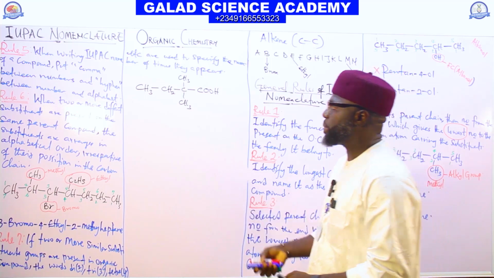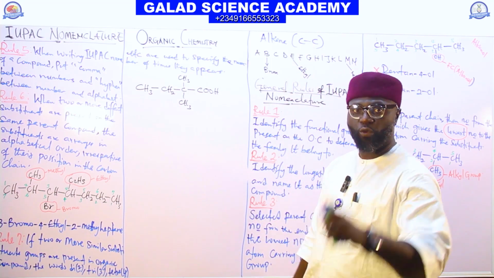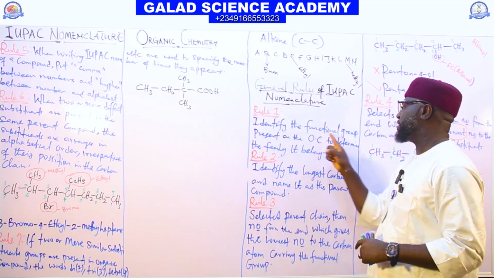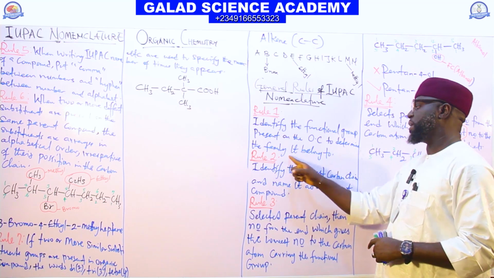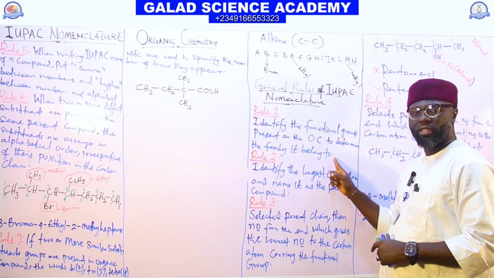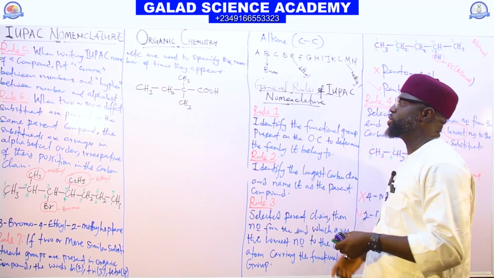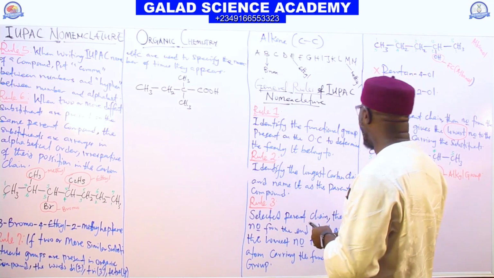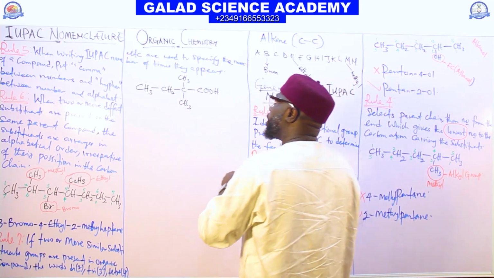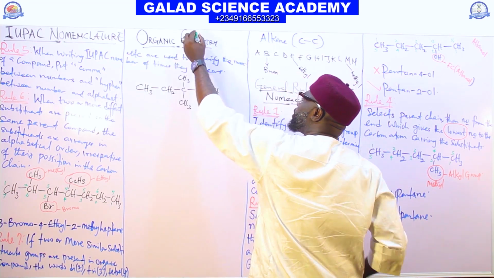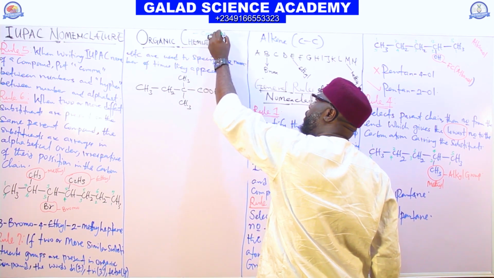If you are asked to name this compound, how are you going to do it? Don't forget the rules. Identify the functional group present to determine the family of the compound. Please don't forget the functional group, it's very essential. Any organic compound that contains COOH, the compound belongs to what family?